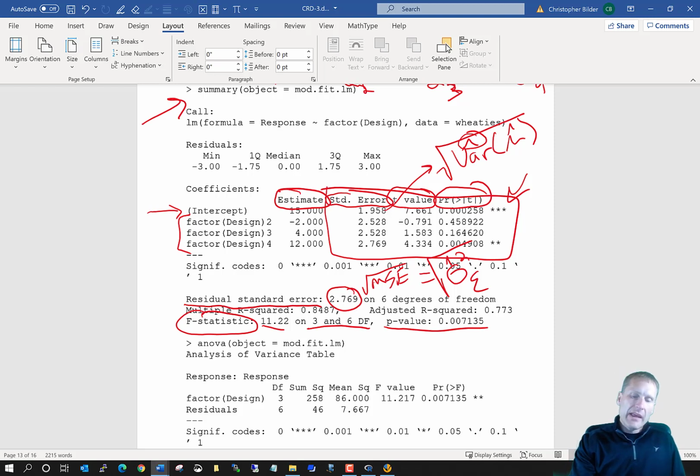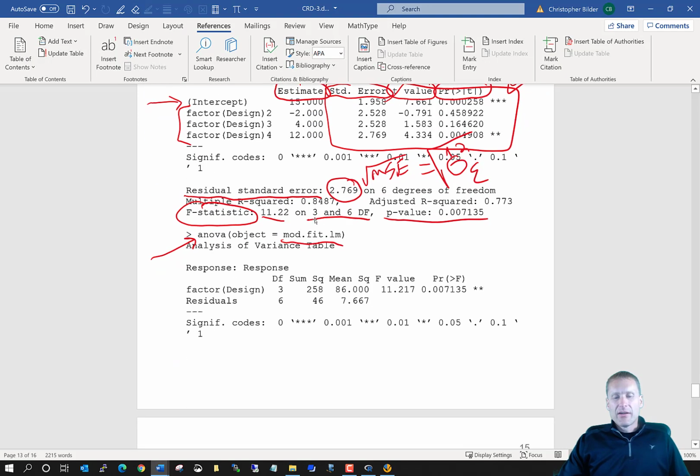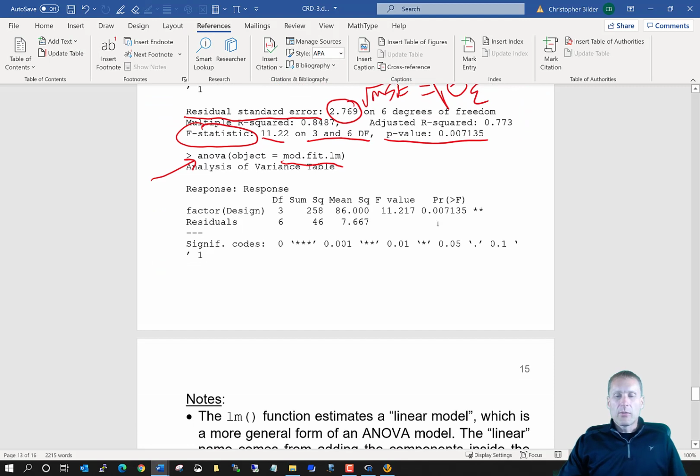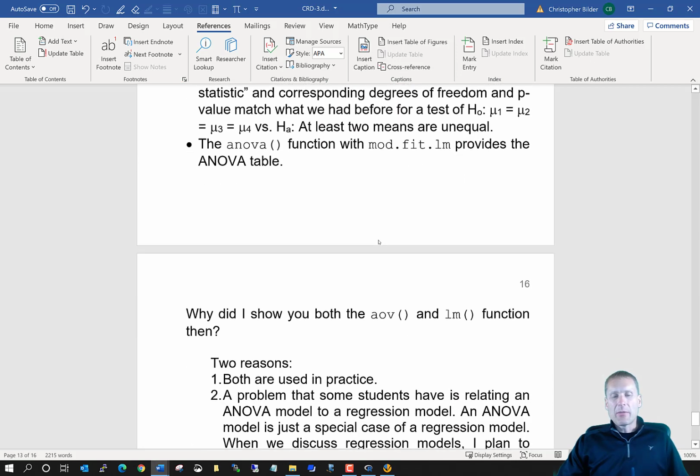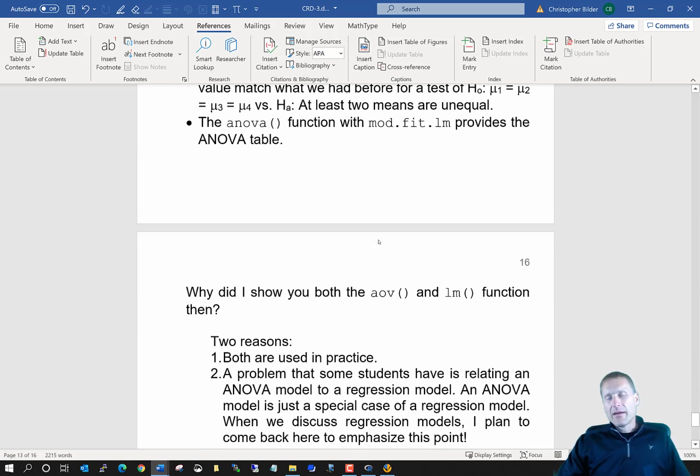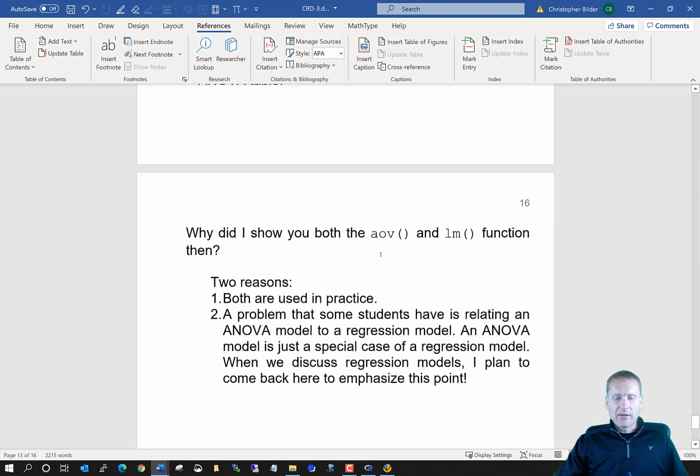Now, if we take this mod.fit.lm list object and use a function called anova with it, now we get this nice organization, this nice table that we would like to work with. We get our ANOVA table. So it's the same way to do what we did with the aov function. It does take a little bit more effort, not much more, but a little bit more effort. And the reason why I'm actually showing this, because you might be thinking, why don't I just show you the easiest way?